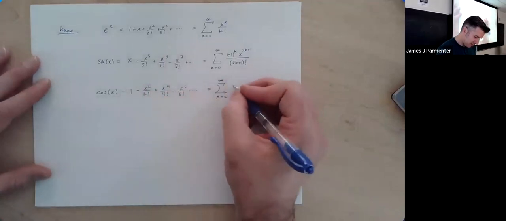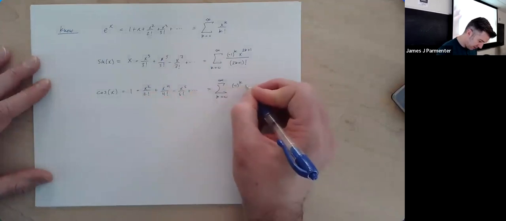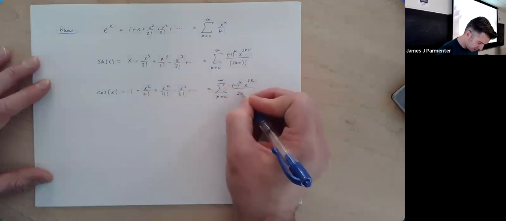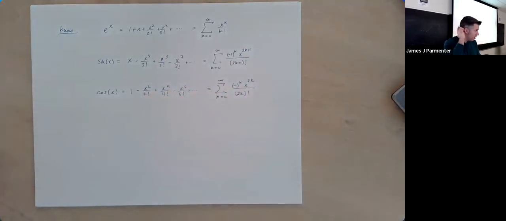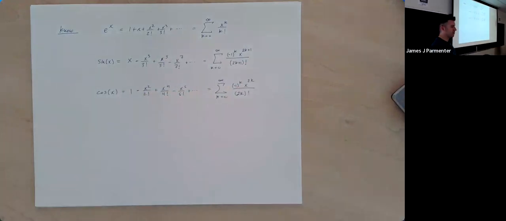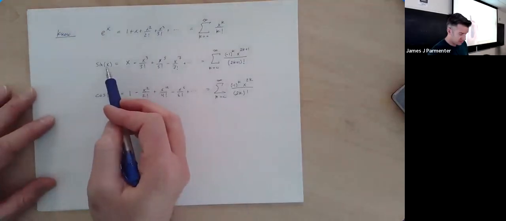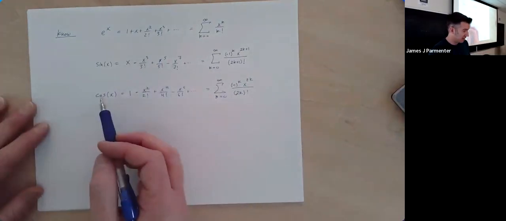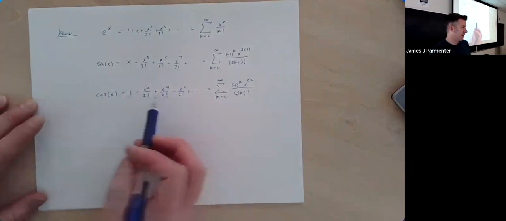And then same pattern, -1 to the k, but instead of x to the odd powers, you get x to the even power, so x to the 2k over 2k. One safeguard against making a mistake is to ask: what's sine of 0? If you plug in 0 for x, you get 0 minus 0 plus 0 minus 0. It's 0. Whereas cosine of 0 is 1 minus 0 plus 0 minus... So cosine of 0 is 1.